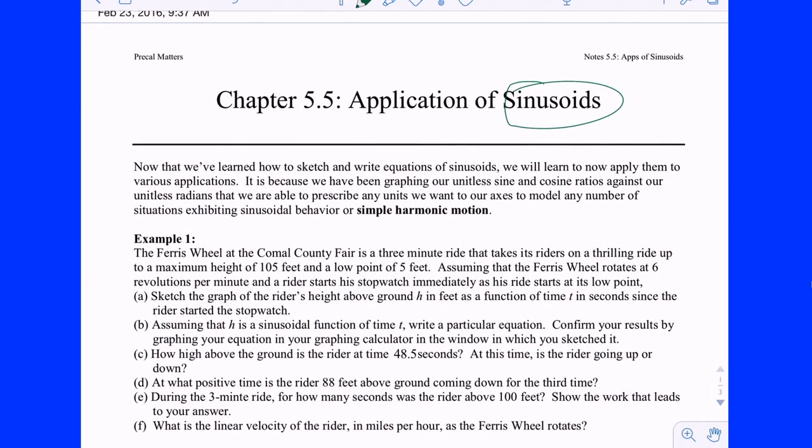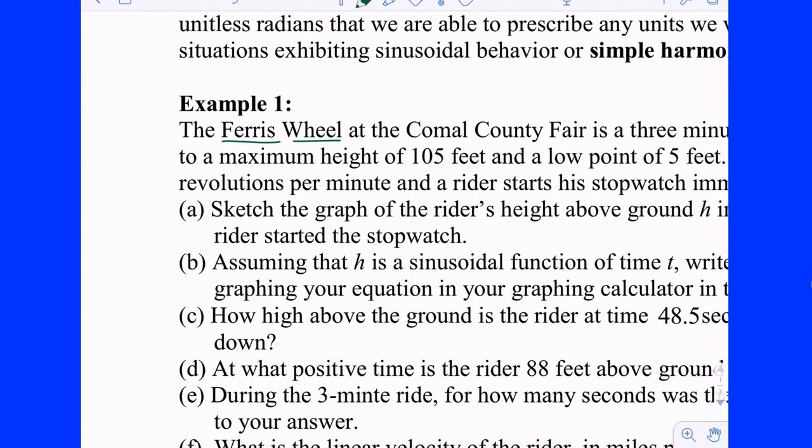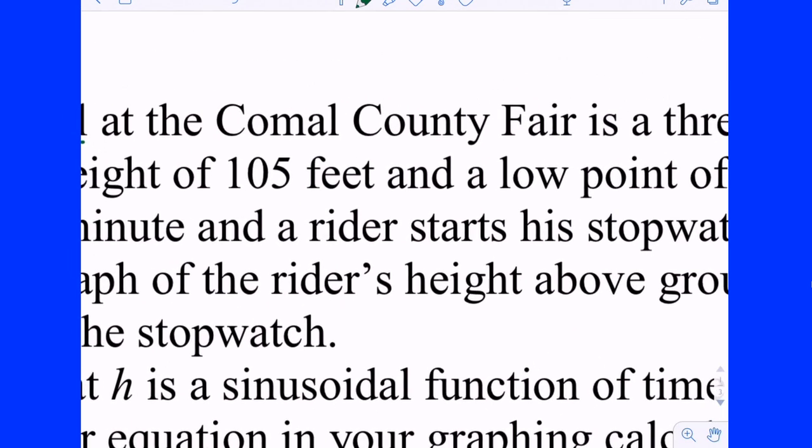All right, let's look at example 1. The Ferris wheel, and it's capital F. Why is it capital F? It's capital wheel. Why is it capital wheel? Is it named after Mr. Ferris or Mr. Wheel, the Ferris wheel? I'll let you Google that. There is a right answer. It's one of the two, Mr. Wheel or Mr. Ferris. Anyway, the Ferris wheel at the Comal County Fair, which is named after Mr. Fair. Maybe it's Coach Fair. No, he spells it differently.